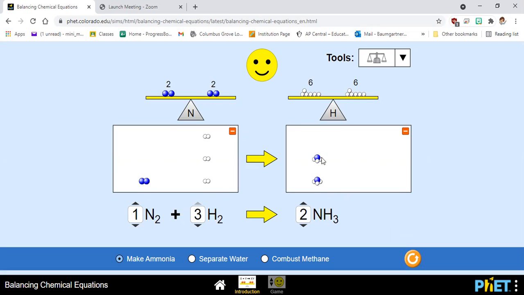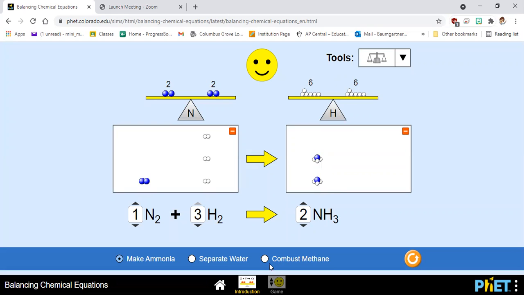And that's one of the big sticking points for balancing: students want to just rewrite the formulas. You can't do that. Ammonia is always 1 nitrogen with 3 hydrogen. And so when I increase this coefficient, I'm adding another molecule of that. All right, let's do another one.